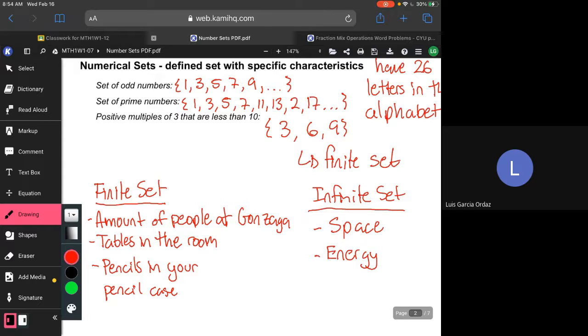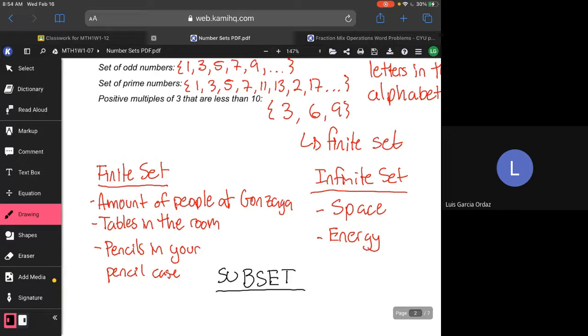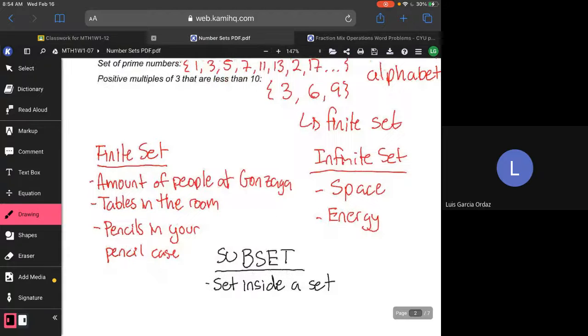So now before I move on to the next thing, I'm going to write this word over here. Can you guys come up with a definition for that word, subset? It has to do with sets. So what do you guys think a subset would be? Lauren? Okay, we have a set inside a set. Does someone else want to give me a definition? What do you think a subset is? Subset.